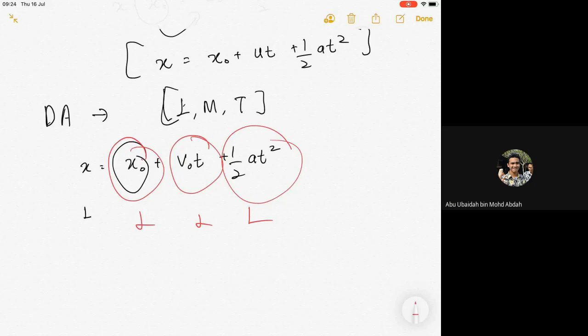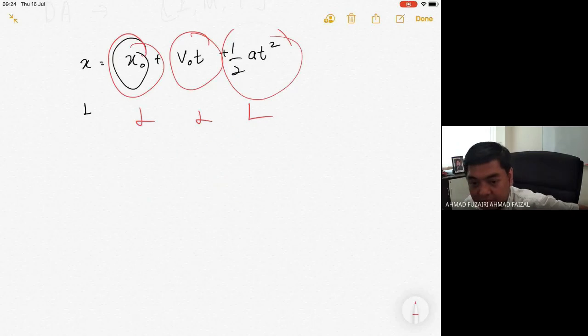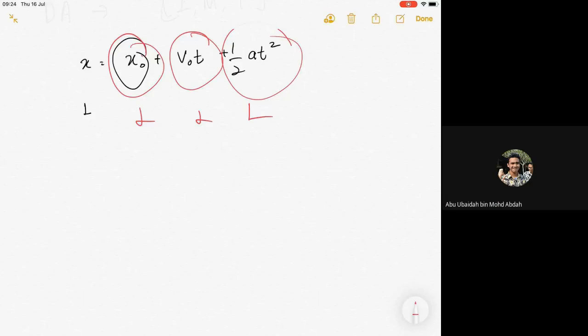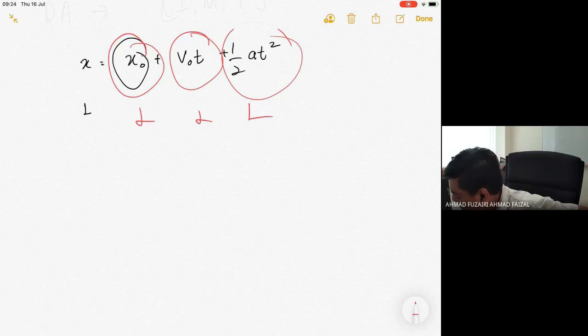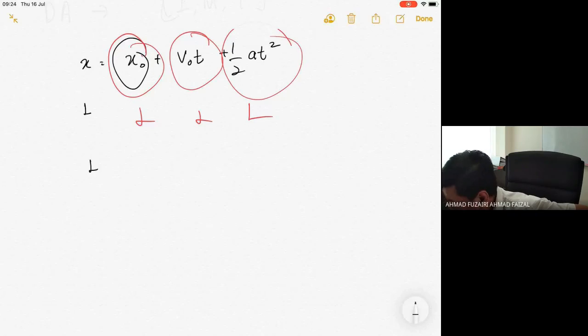Equation akan jadi salah. Sir, yang 1/2 tu tak kisah kan? Sebab dia tak ada dimension kan? Yes. Okay. So 1/2 tu tak perlu, dia tak ada dimension, so potong lah. Okay, so L di sebelah sini. So X0 memang L.